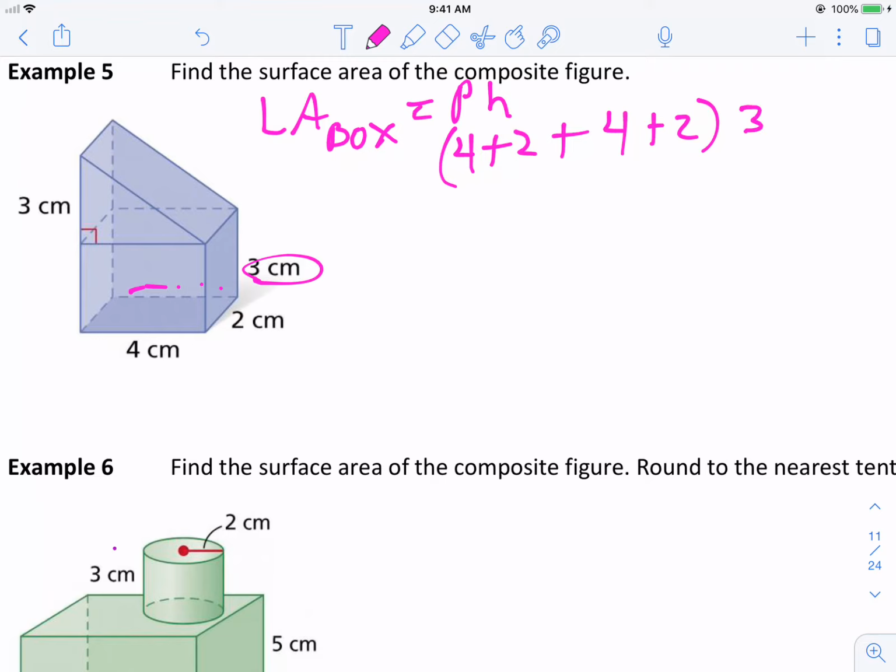So we'll multiply these together. 4 plus 2 is 6. We've got 2 of those. We're at 12. 12 times 3. So we're looking at 36 square centimeters for that lateral area.